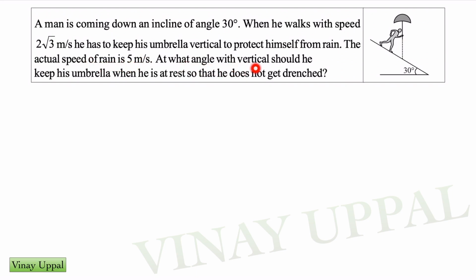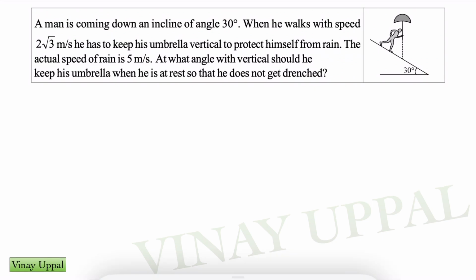And at what angle with the vertical should he keep the umbrella when he is at rest so he does not get drenched? So basically the question is asking us to find the angle that the rain is making with the vertical when the person is at rest. That means they're asking us in the ground frame. So if you want, you can pause the video and try it out. It's very similar to the previous question, and then you can take a look at my solution.